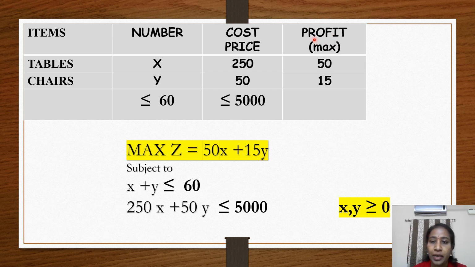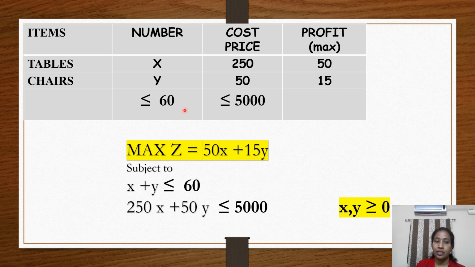Now formulating the LPP, each table gives me a profit of 50 rupees, and I am preparing X tables, and the total profit for tables is 50 into X. And I am going to prepare Y chairs, and each chair gives me a profit of 15 rupees. So the total profit for chairs is 15 into Y. So on the whole, I get a profit of 50X plus 15Y. That is what I've written here, 50X plus 15Y. And I'm going to maximize my profit. So maximum Z is equal to 50X plus 15Y, subject to the two constraints.